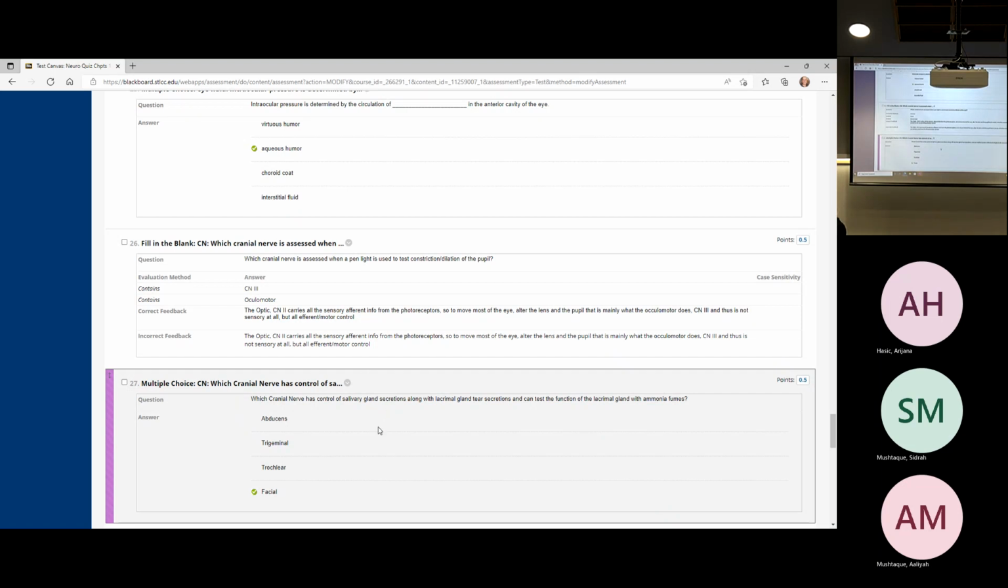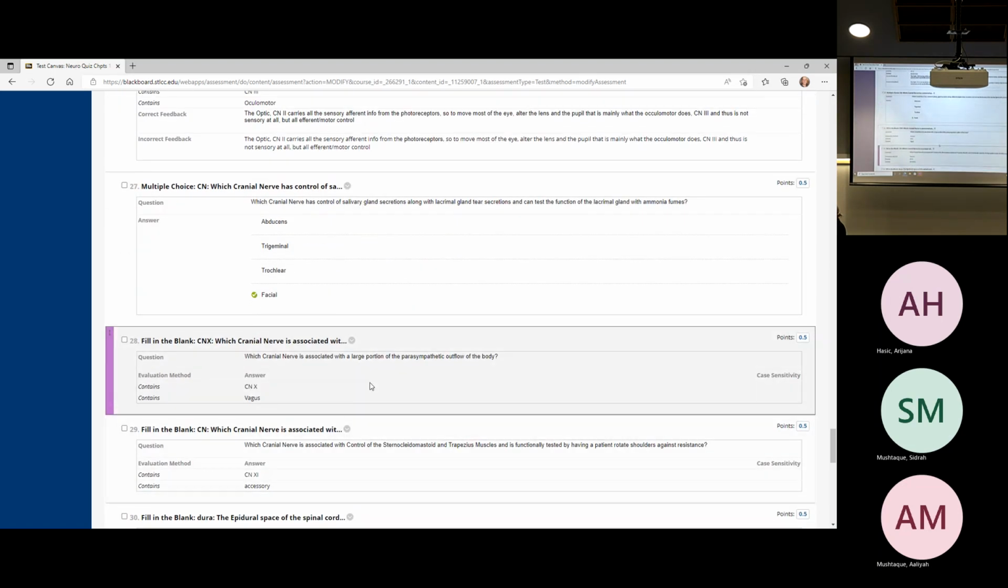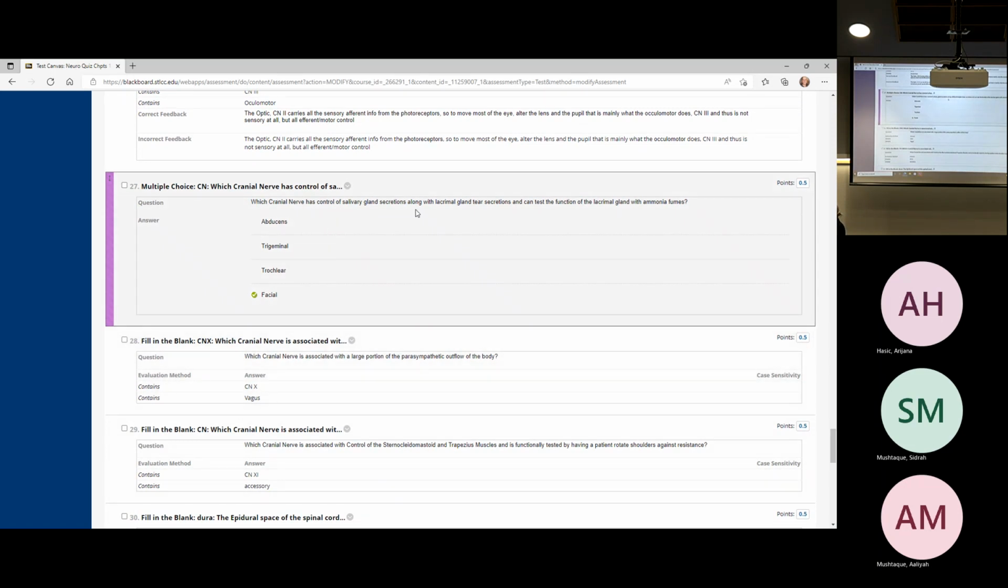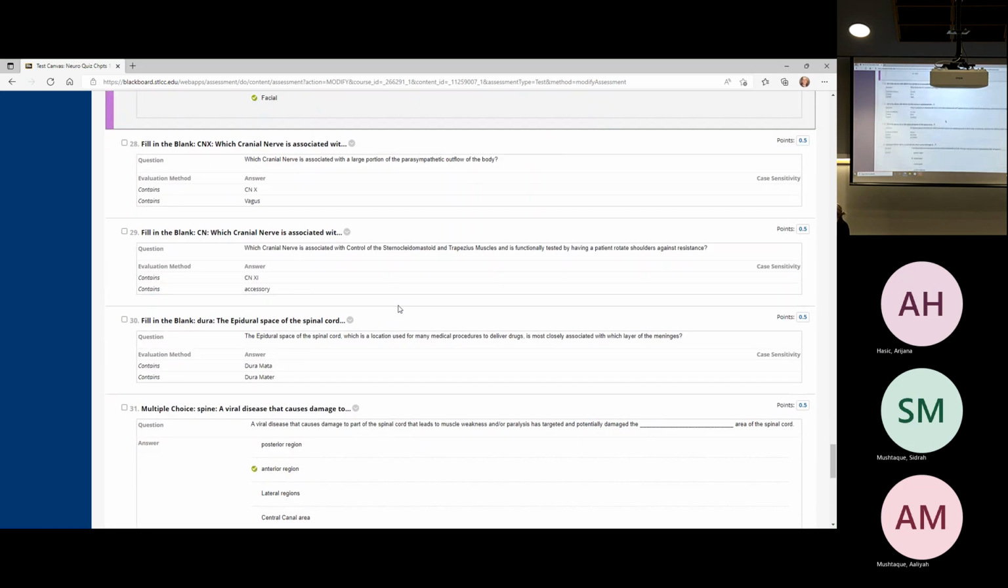Okay? Which cranial nerve is assessed with the pen light? Well, didn't I ask this question already? So it's oculomotor again. Right? See, I gave you a good freebie there. Which cranial nerve has control of salivary gland secretions along with lacrimal gland tear secretions and can test the function of the lacrimal gland with ammonia fumes? Facial, right? And the reason why it's the facial is because of that tie back to your lacrimal gland secretions. Okay? Which cranial nerve is associated with the large portion of the parasympathetic? That's the vagus. I did that one earlier, right?